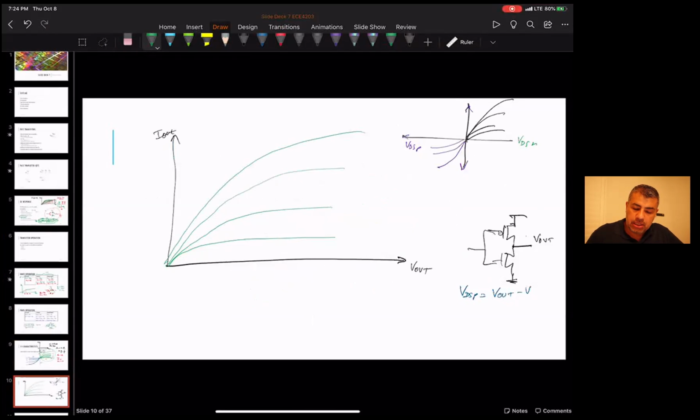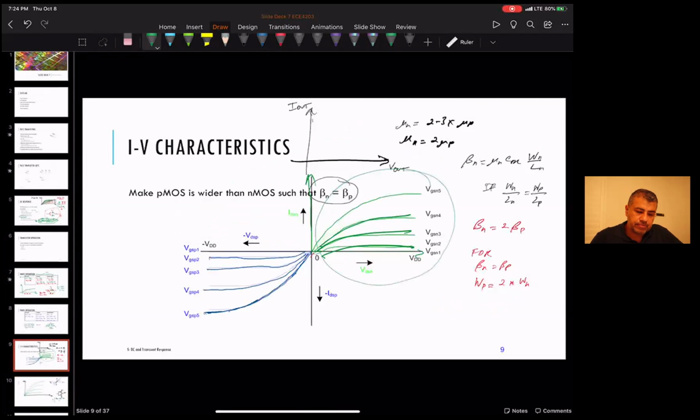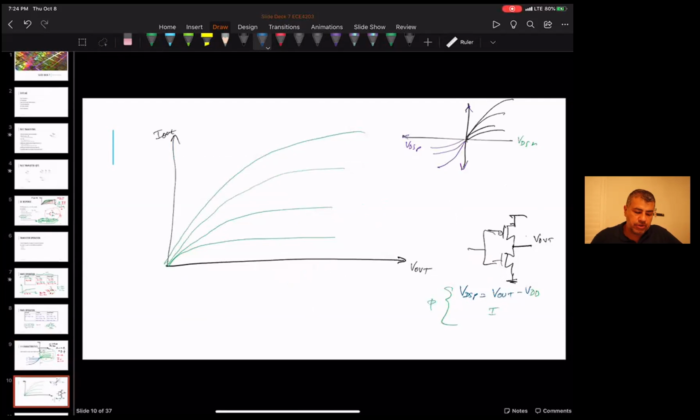But for the P, the drain source of the P is V out minus VDD. Okay, and we talked about if you want to put it in terms of the current of the P with respect to I out, we had to pick a polarity. We picked the polarity in the same direction as the current IDS current as the N. So basically, this is what we want to plot, I out versus V out.